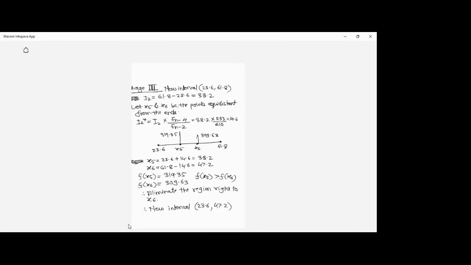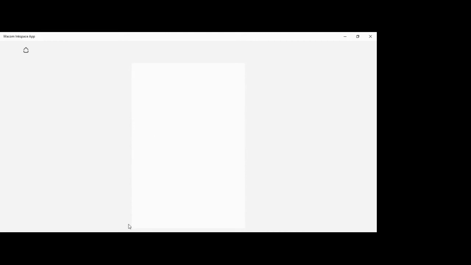47.2. Till now we haven't got the two functional values the same, so we'll have to move ahead. Let's move and try out; in the next one or two iterations we can particularly get these values the same. So stage 3 we have completed. Let's move to stage 4.